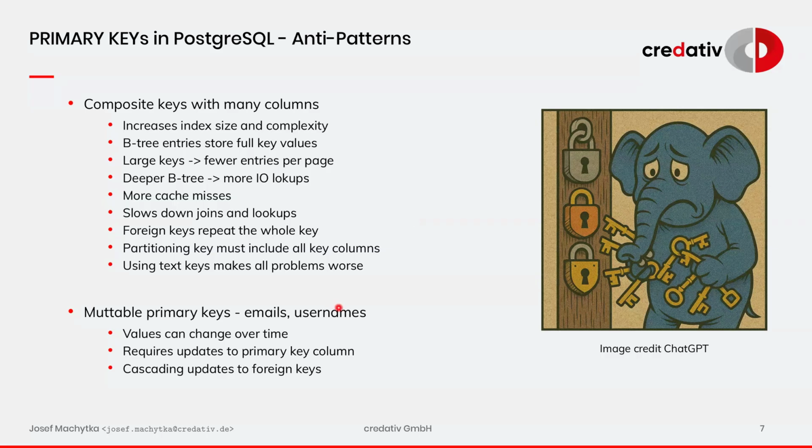Another anti-pattern for primary keys is the usage of mutable primary keys, meaning emails, usernames, login names, whatever values which can actually change over time. Their change would require updates to the primary key column and cascading updates to foreign keys.